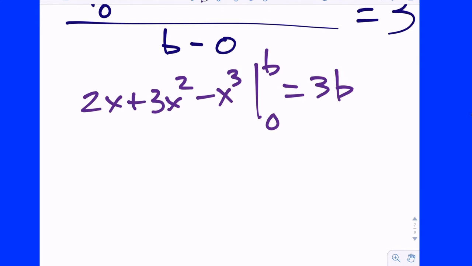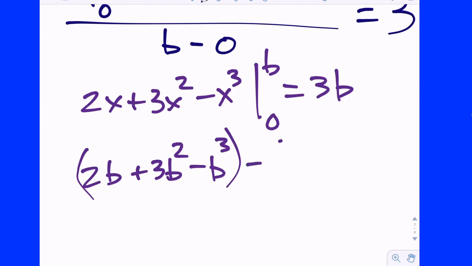Plug in the top minus plug in the bottom. So we got 2b plus 3b squared minus b cubed. And then all of that minus, and in general, it's good to put minus parentheses, right? But what happens when you plug in the 0 for x? You get 0, right? 0 plus 0 minus 0, which is 0. So if you didn't show that, that would be okay.